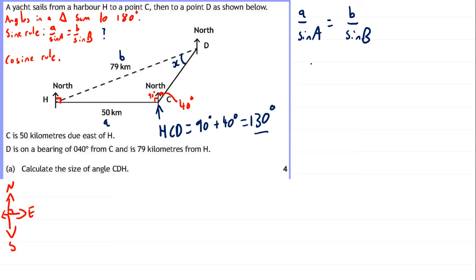So I've said that A is going to be this 50 kilometers. Sine A, well, this is going to be sine X, X again being the value we're trying to find. B is going to be 79, and sine B is going to be the sine 130. So I think the first thing that I'm going to do is just work out this fraction on the right hand side. So on my calculator, I'm going to do 79 divided by sine 130. And I don't want to round at this point.